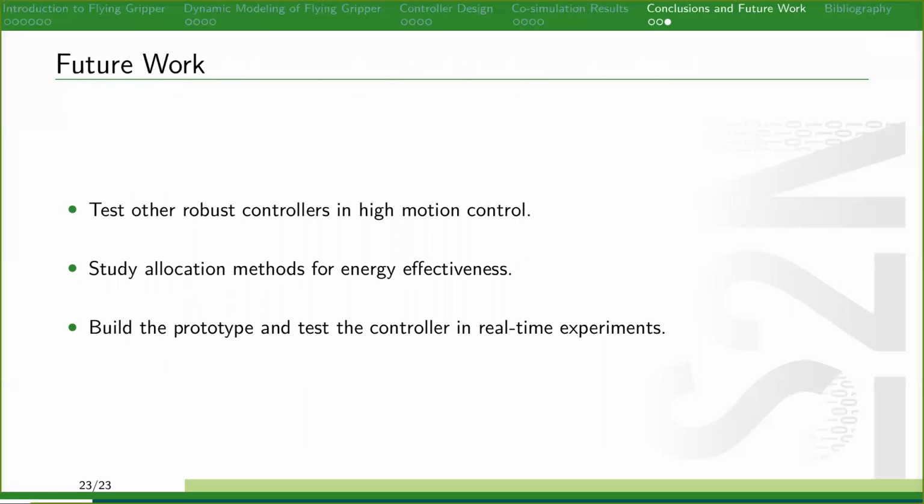In the future, we will test other robust controllers in high motion control rather than model predictive control. We will study allocation algorithms for energy effectiveness. And also, we will build the prototype and test the controller in real-time experimentations.